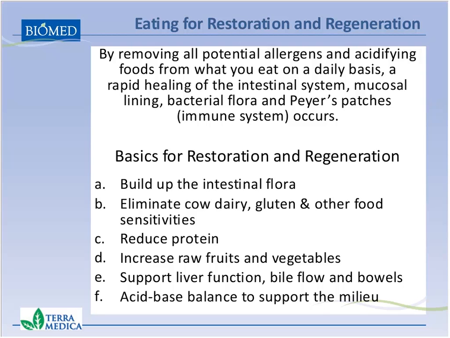Reduce protein intake to more ideal levels of 60 grams a day, because that's what the body can actually process within the day. Increase raw fruits and vegetables, specifically raw vegetables, because we want to increase the cellulose levels, and I'll explain that in a minute. Also to support liver function, bile flow in the bowels, and then finally acid-base balance to support the milieu.